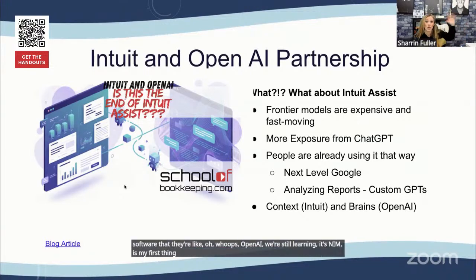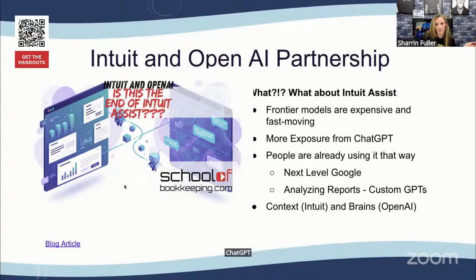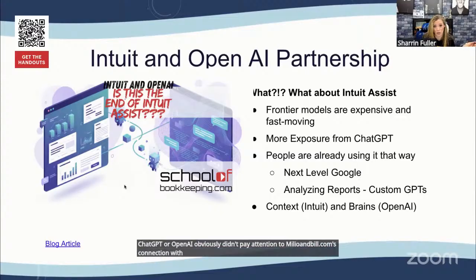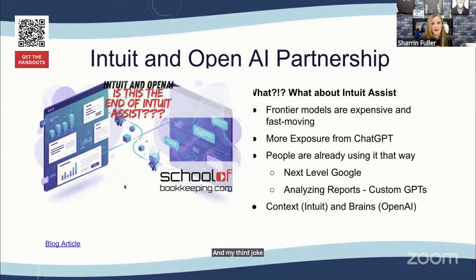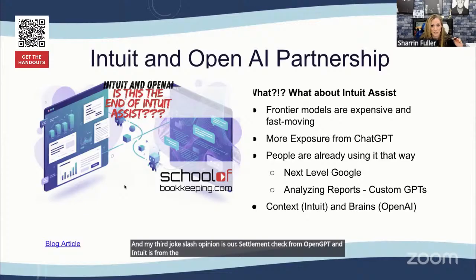My second thing, are they going, look at me, so we forget that we're mad at them down here, so now they're governmenting us, right? Ooh, but don't look this way. That's my second thing. My third thing is, ChatGPT or OpenAI obviously didn't pay attention to me, Leo, and Bill.com's connection with Intuit, right? And my third joke slash opinion is, our settlement check from OpenAI and Intuit from the class actions is going to be amazing when this leak goes out. All right, that's all I got. Those are my three. Keep going.